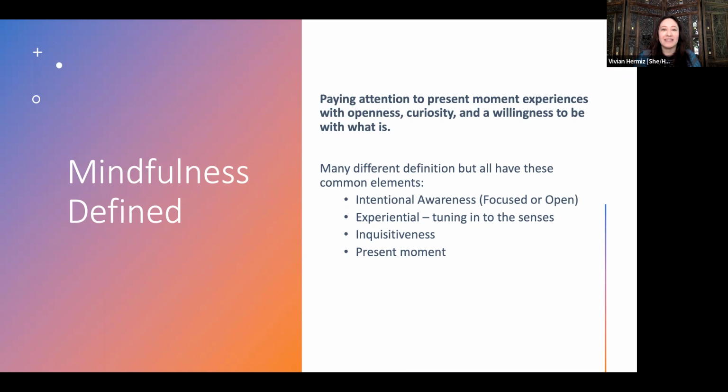It's also experiential. That means that you're tuning in to what you're experiencing in the body or through your senses. It's got a sense of inquisitiveness, a place of curiosity, because from a place of curiosity, it's a pretty neutral zone to be in. All things are possible from the space of inquisitiveness and curiosity. And it's all done in the present moment. So it's not about moving deeply into the future and doing all sorts of imaginings, or going into the past and reflecting or touching on regrets.